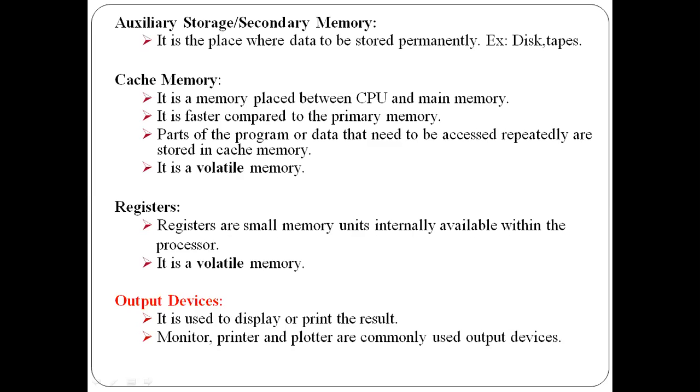Coming to the output devices, as we all know, what is the basic function of a computer? It takes input from the input devices, it will process it and gives us the output through the output devices. So what are the output devices? The best examples are monitor, printer, and plotter. These output devices will show us the result or display the result.